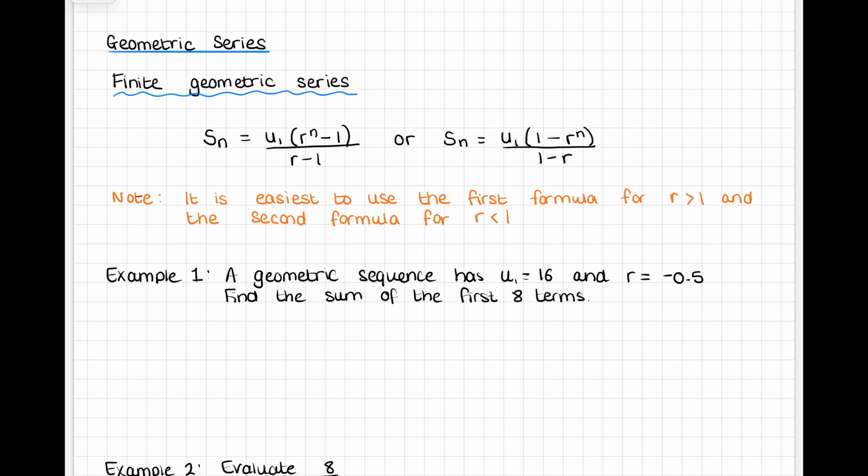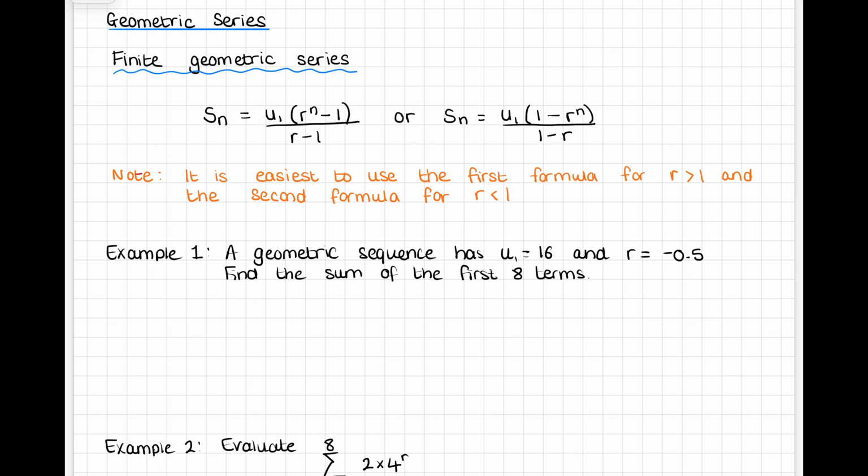So first example, a geometric sequence has u1 equals 16 and r equals negative 0.5. Find the sum of the first 8 terms. So we're given u1 and r, so we can put that into our sum formula. S8, so now as our r is less than 1, I'm going to use the second formula. So it'll be 16, open bracket, 1 minus negative 0.5 to the power of 8, because we've got 8 terms we're looking at, all divided by 1 minus negative 0.5.